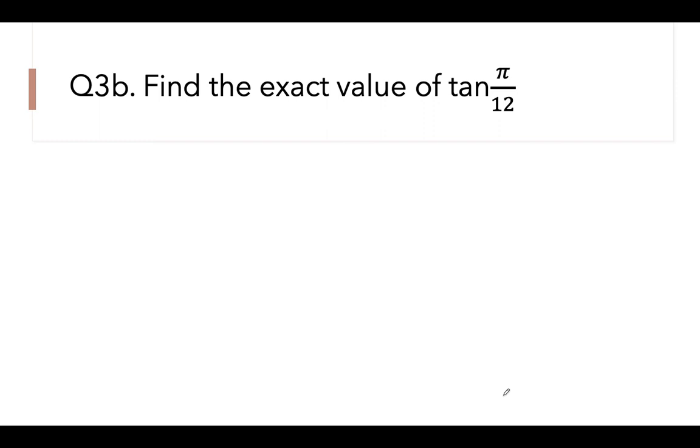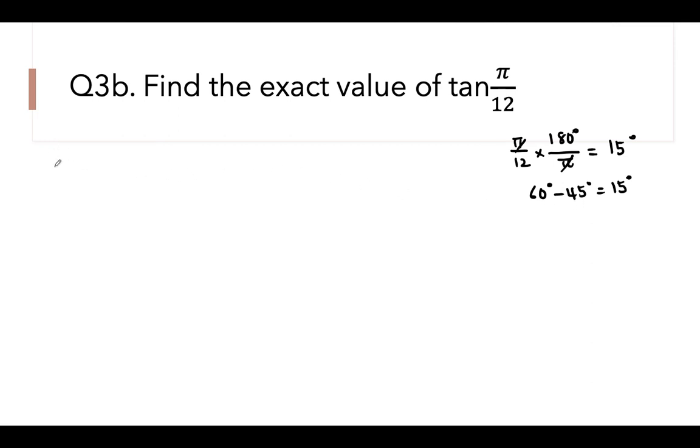Next, find the exact value of tangent pi over 12. So again, if it helps, why don't you change the radian into degrees? So I'm going to do pi over 12 times the conversion formula, 180 over pi, and I get 15 degrees. So think about how you can use these special triangles to get 15 degrees. So it would be 60 degrees minus 45 degrees. That will give me 15 degrees. So I just made a compound angle.